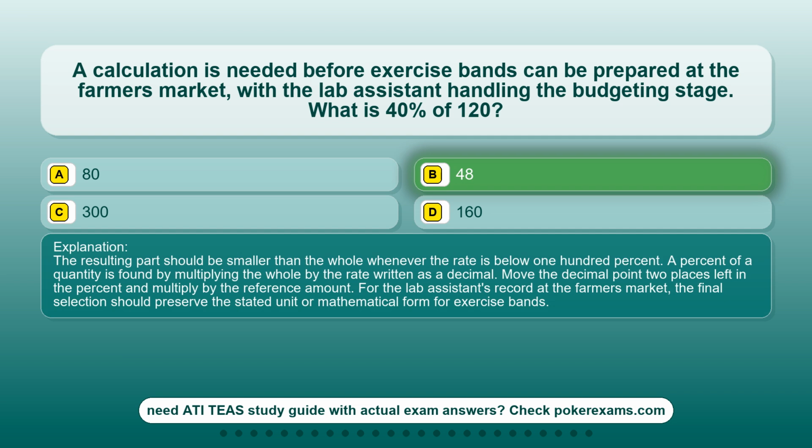The resulting part should be smaller than the whole whenever the rate is below 100%. A percent of a quantity is found by multiplying the whole by the rate written as a decimal. Move the decimal point 2 places left in the percent and multiply by the reference amount. For the lab assistant's record at the farmer's market, the final selection should preserve the stated unit or mathematical form for exercise bands.